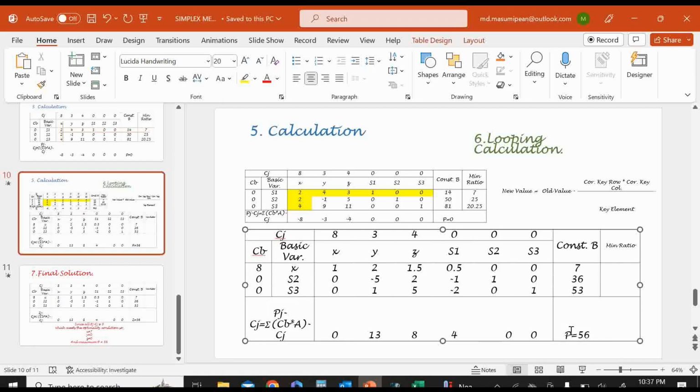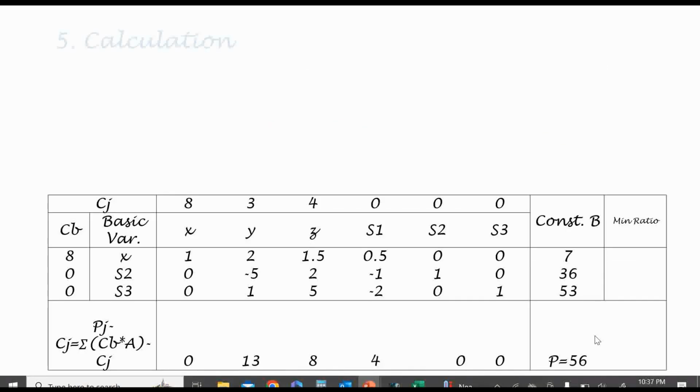So here we have our value where PJ minus CJ do not have any kind of negative value. We have 0 or greater than 0, 0, 13, 8, 4, 0, 0. So it meets our criteria. So it will be our optimal solution. So let us go to our final solution.